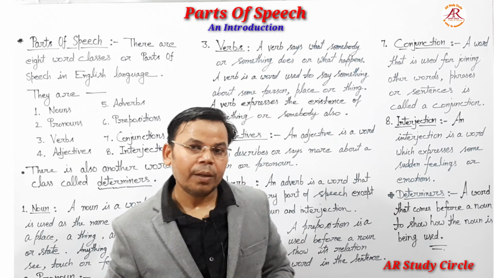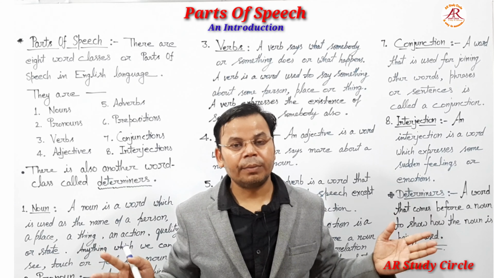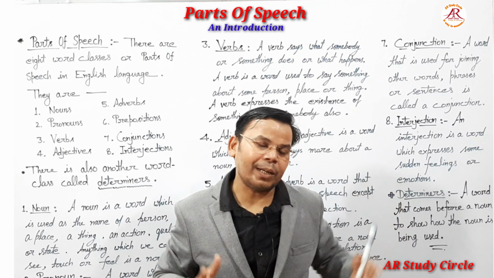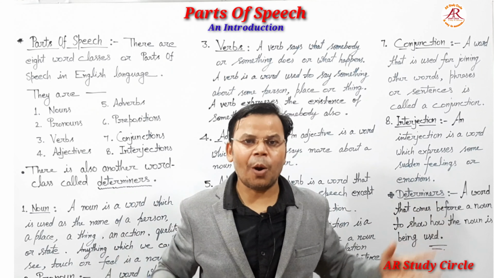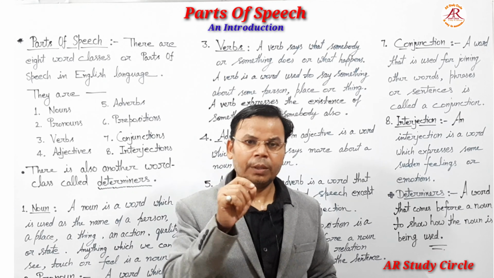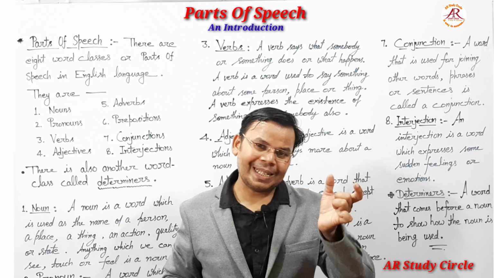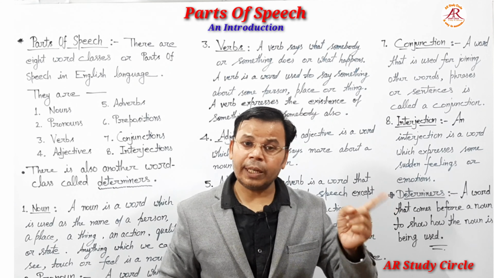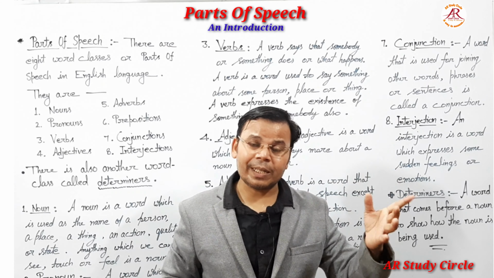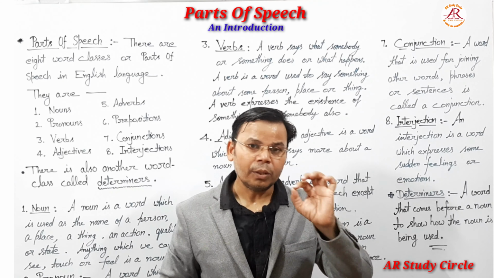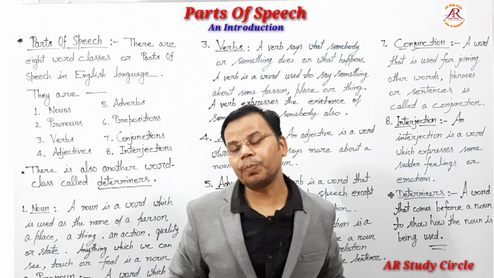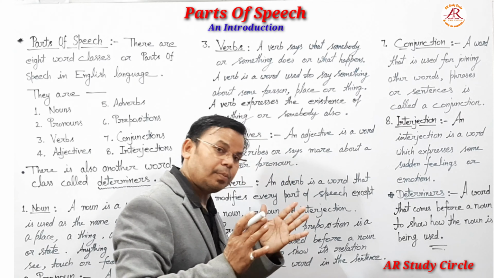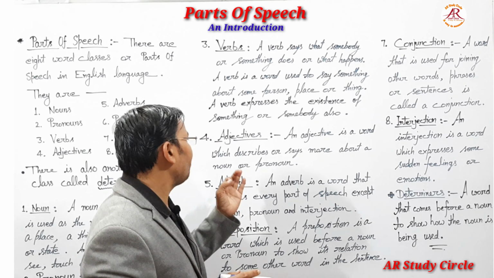For example, Ram is a boy. Here boy is a noun, but in place of a boy we say that Ram is a good boy. Then good is a word which expresses the quality of a boy. And boy is a noun. It means good is a word which expresses the quality of a noun. That's why good is an adjective. I think you have understood the meaning of adjective.